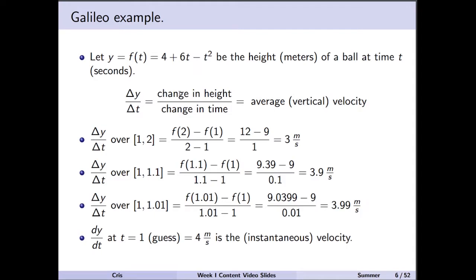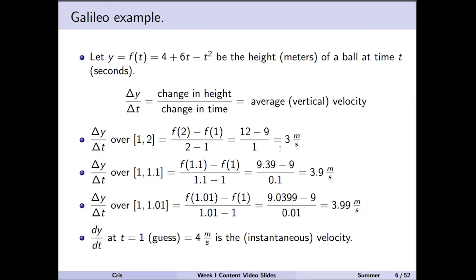Delta y over delta t is the change in height over the change in time, and so that's the average velocity, well, the average vertical velocity. And we can compute this average velocity over different intervals. Let's look at the average velocity between 1 and 2 seconds. We compute f of 2 minus f of 1 as the change in y, and 2 minus 1 as the change in t. F of 2, well, we put 2 into this, we get 4 plus 12 minus 4, we get 12. We put 1 into this equation, f of 1 is 4 plus 6 minus 1 is 9. And we get an average velocity of 3 meters per second.